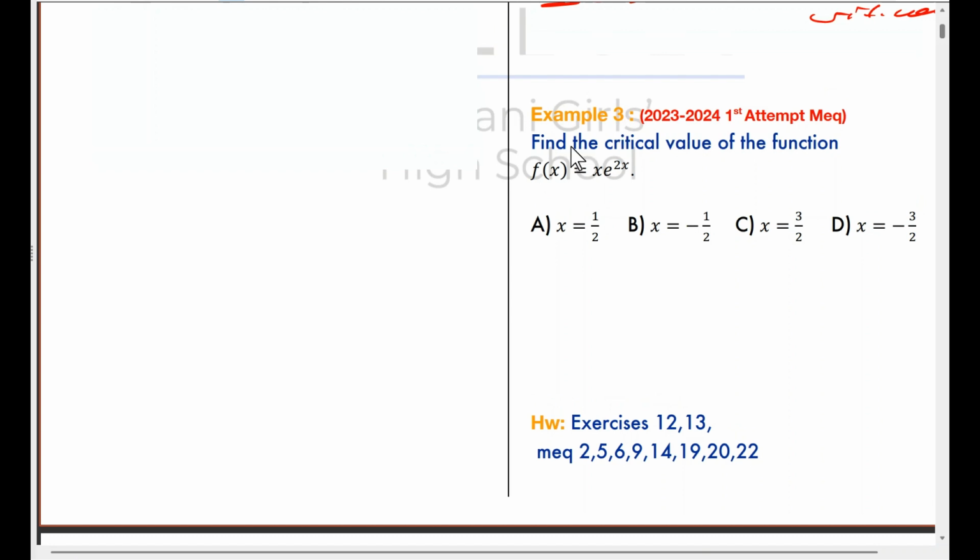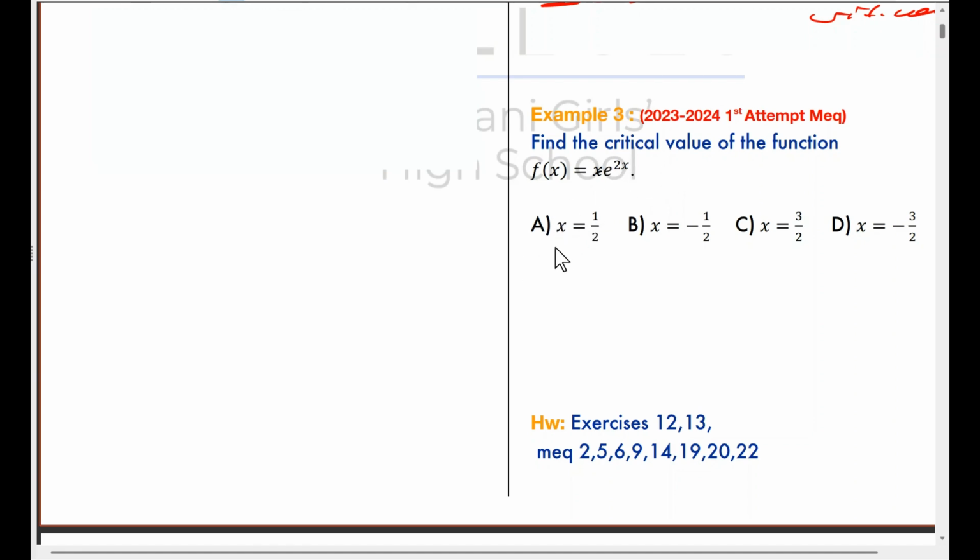One last question about finding critical values. 2024 first attempt mystery question. Let's find critical values. Okay, x multiplied by e to the 2x. We have the same type of questions, same type of mystery questions, came in identifying the increasing or decreasing regions too.